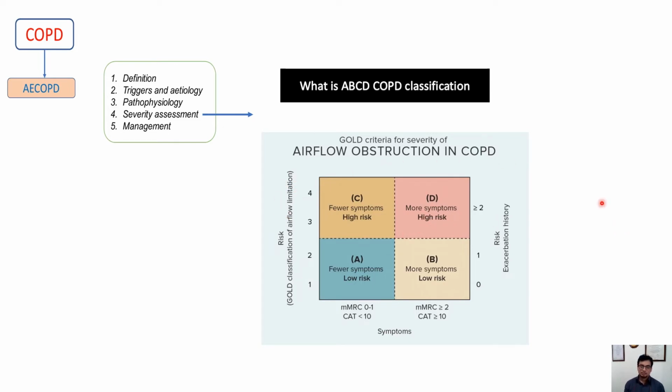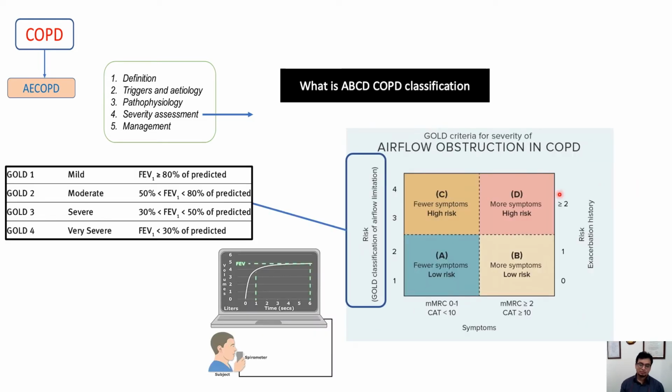So now let's understand what is on the left side. On the left side there is the GOLD classification of airflow limitation. So this is 1, 2, 3, 4, a 4-grade GOLD severity scale: mild, moderate, severe, very severe. This is given by the GOLD guidelines, which classify patients into 4 different categories. GOLD 1 is mild, GOLD 2 is moderate, GOLD 3 is severe, and GOLD 4 is very severe, which is based on the level of airflow limitation, and this is assessed by performing a spirometry.